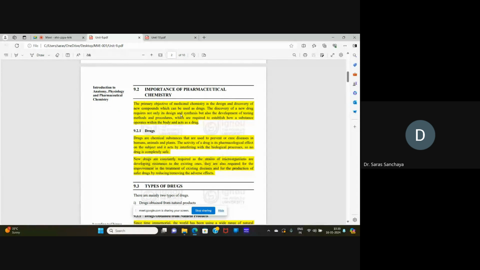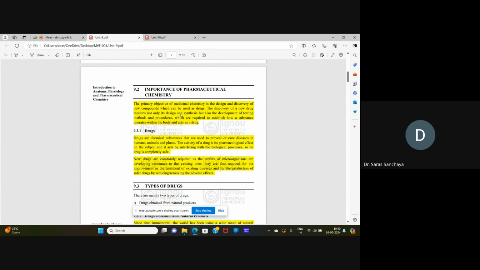Importance of pharmaceutical chemistry. The primary objective of medicinal chemistry is the design and discovery of new compounds which can be used as drugs. The discovery of a new drug requires not only its design and synthesis, but also the development of testing methods and procedures required to establish how a substance operates within the body and acts as a drug. So we will mainly be studying the objectives of medicinal chemistry in the designing of new drugs.